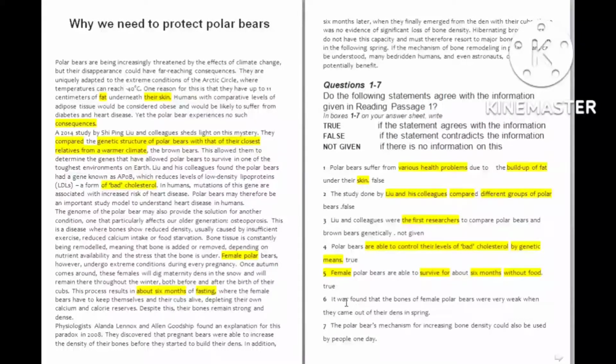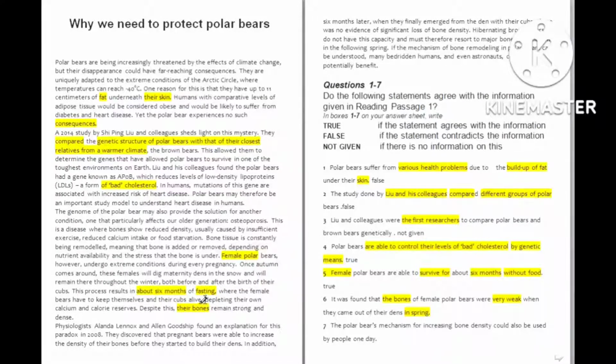Now we read the sixth question. The sixth question is: it was found that the bones of female polar bears were very weak when they came out of their tents in spring. After 6 months of fasting, when they came out of their tents, their bones would become very weak. So we find the word bones. We find the word bones here.